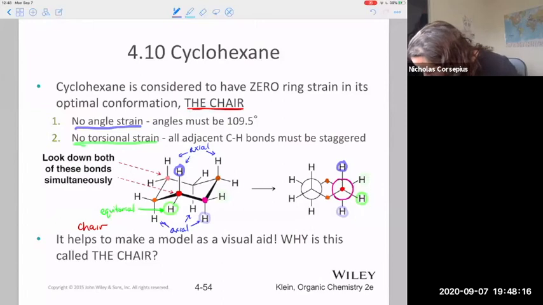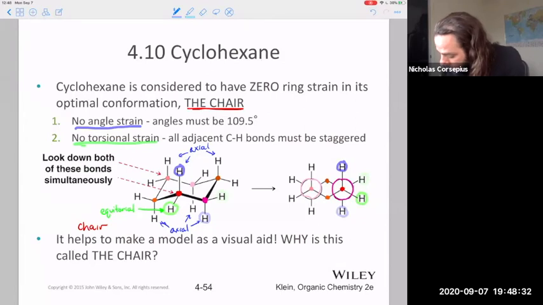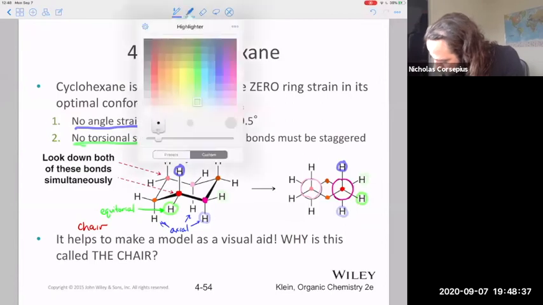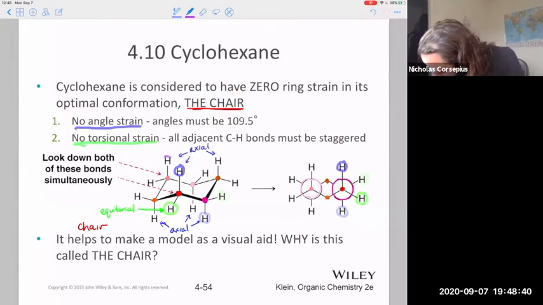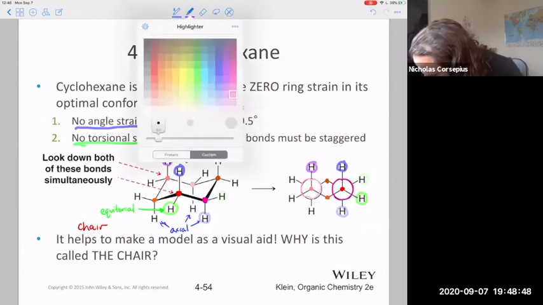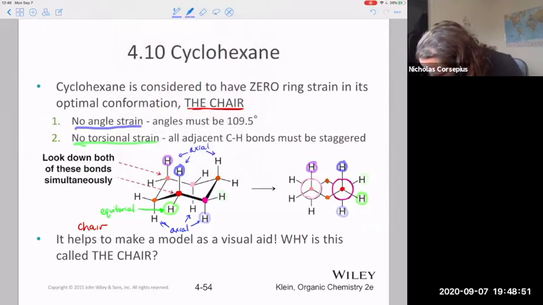Again, I have my front carbon. Again, I have my back carbon. So notice how all of my carbons have been accounted for in this structure. I again have my axial hydrogen on the front carbon. That one's pointed up, and I have an axial on the back carbon that's pointed down.